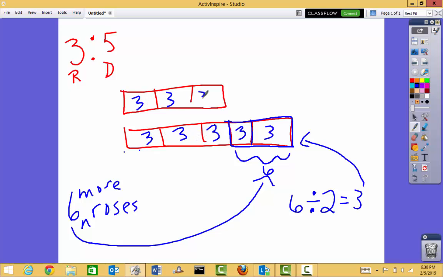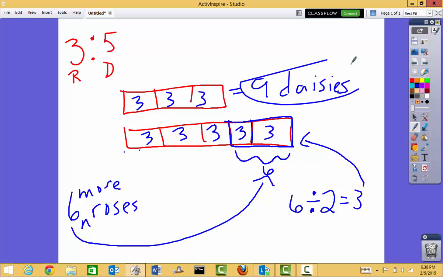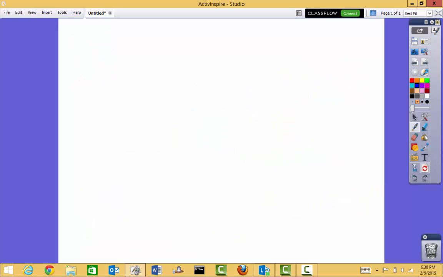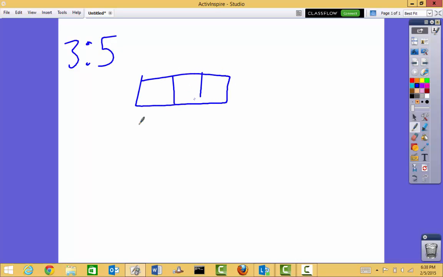So now I have enough information to answer my original question. If I bought 6 more roses than daisies, how many daisies did I buy? Well, I see I bought 3, 6, 9 daisies. So my answer is 9 daisies. Okay, here's my next problem. It's going to be the same thing. I have 3 roses for every 5 daisies. So I'm going to make that tape diagram.